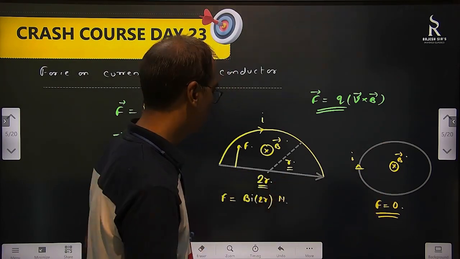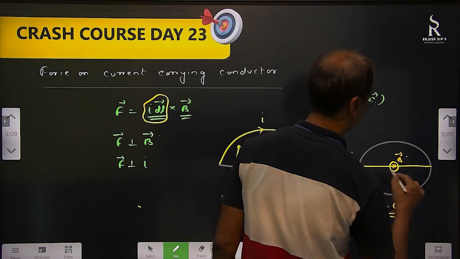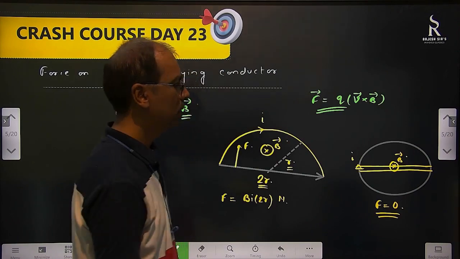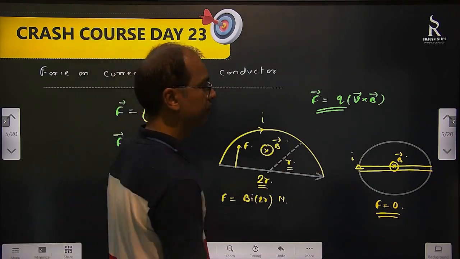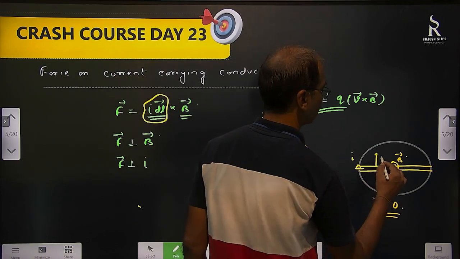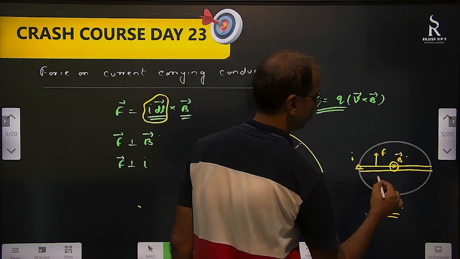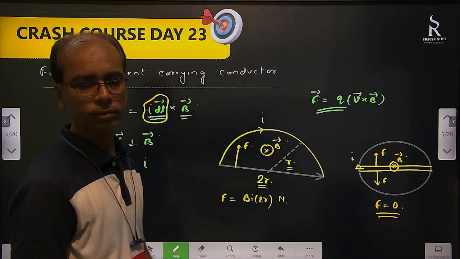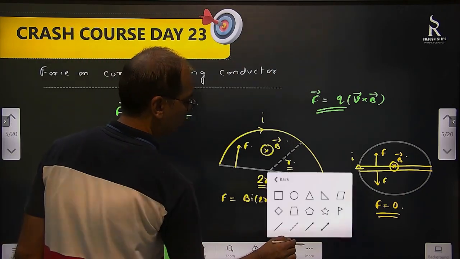Another way to see it is to break it into two parts, one is this one, another one is this one. If you talk about the upper part, you have already found the force is acting upwards. Now let's talk about the lower part. When you find it, its force will be acting downwards. So net force is 0. Right.